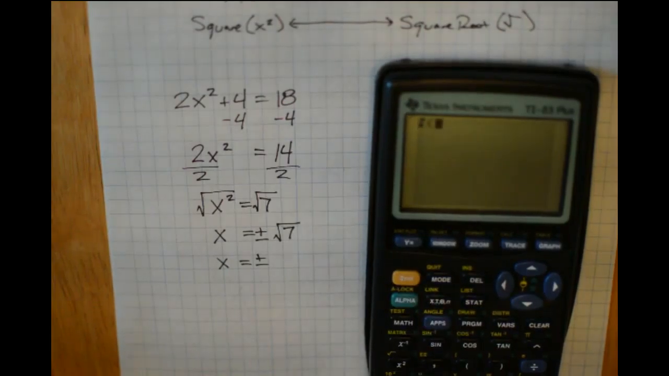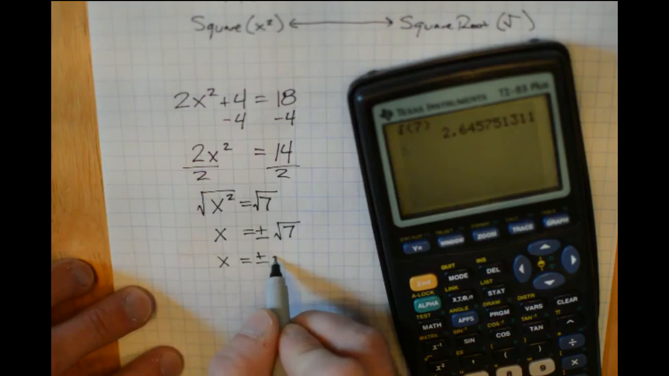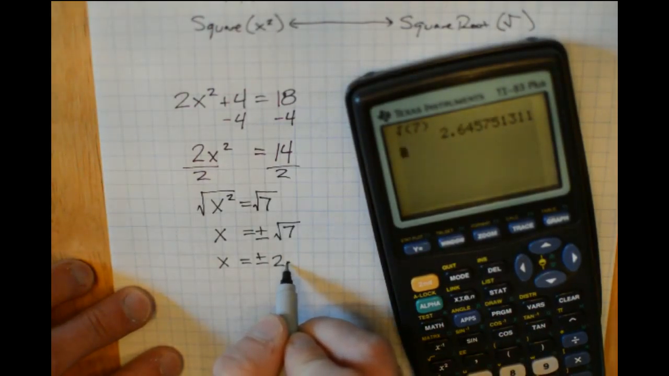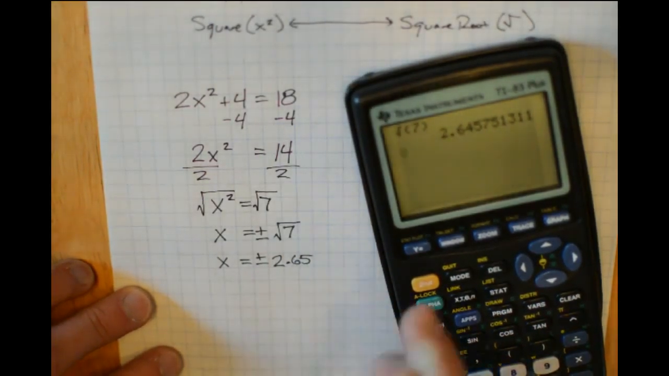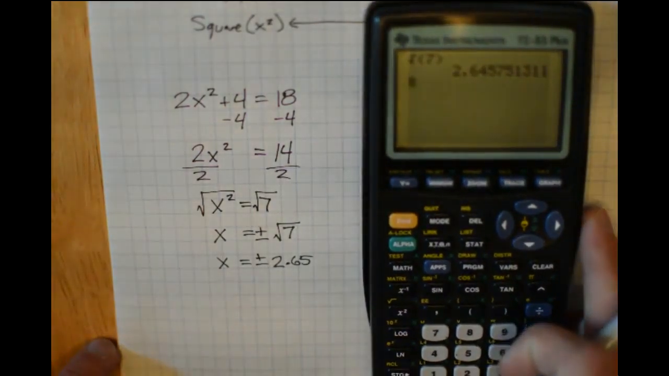So let's take a look here. The square root of 7 is about 2.65. So x could equal positive or negative 2.65. Now I want to go ahead and check this answer and see if it works or not.